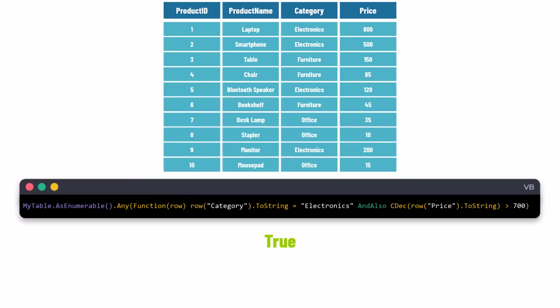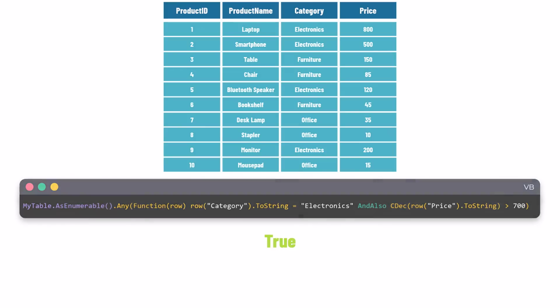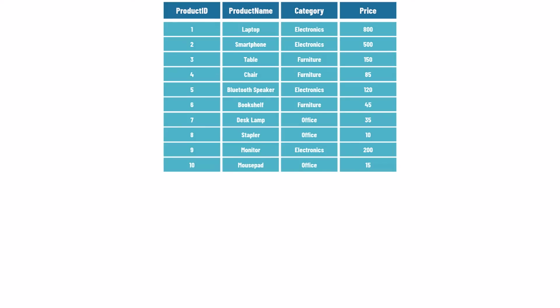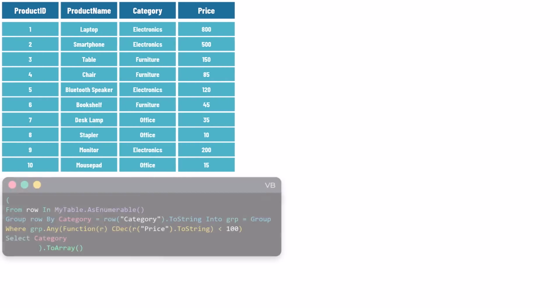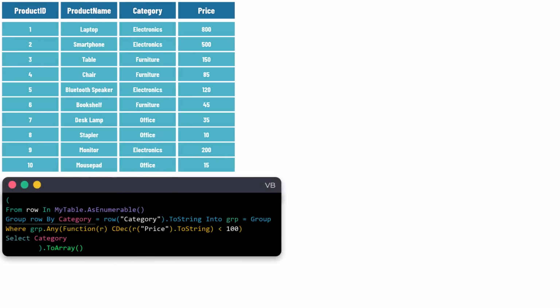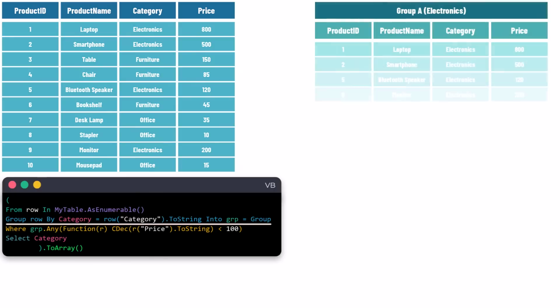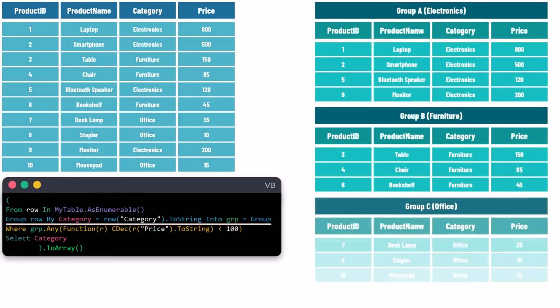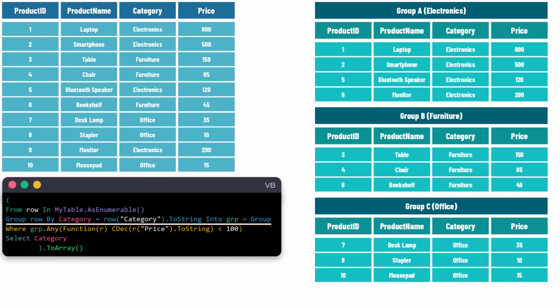Now, let's examine a different scenario with the same data table. Suppose we want to extract an array of strings, each representing a product category where at least one product is priced below 100. Here's the query for this requirement. We start by grouping the rows based on the category column. This results in the following three groups, where each group contains the rows of the same category. In our where clause, the condition is set using the second overload of the Any method. This condition checks if any product in the group is priced under 100.